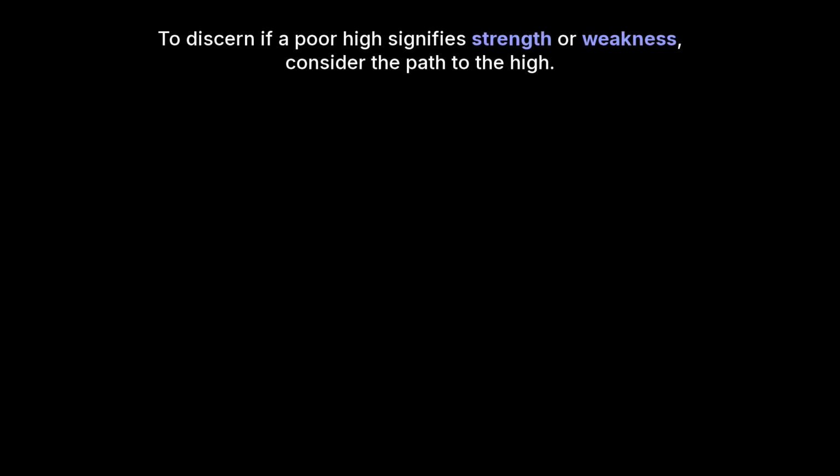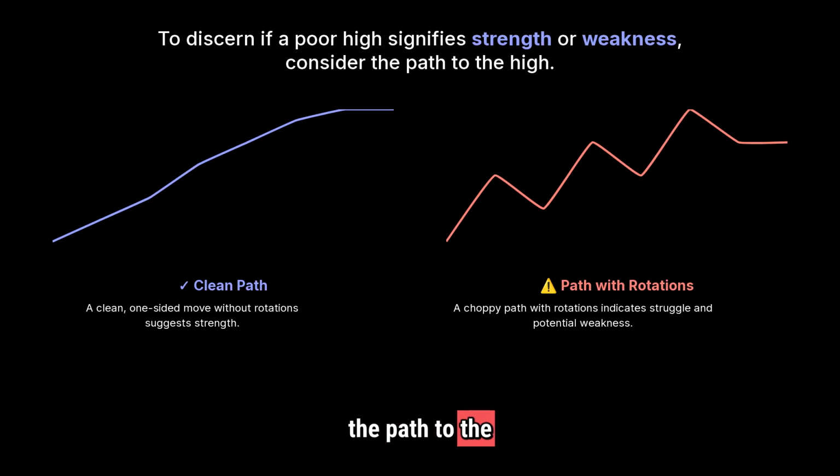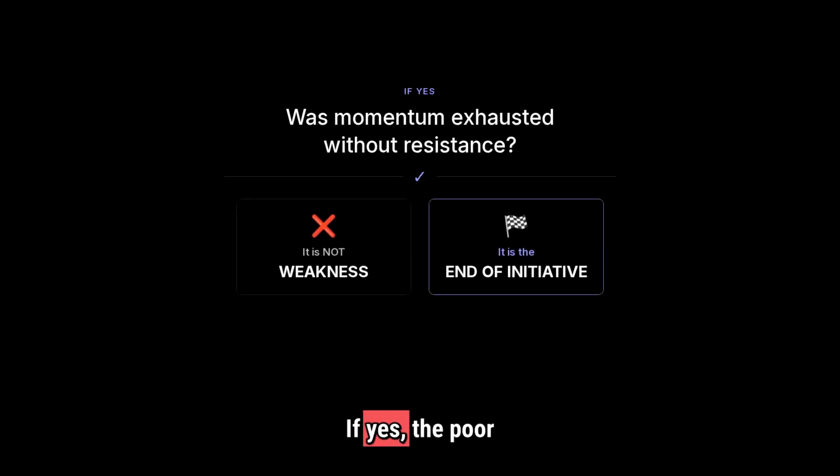To discern whether a poor high signifies strength or weakness, consider if the path to the high was clean and without rotations. Finally, was momentum exhausted without resistance? If yes, the poor high is not weakness. It is the end of initiative, not a failure.